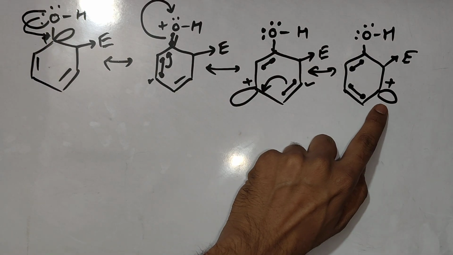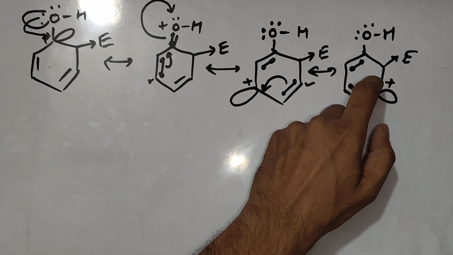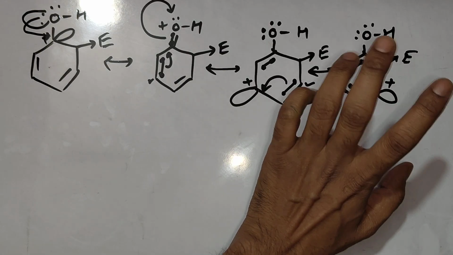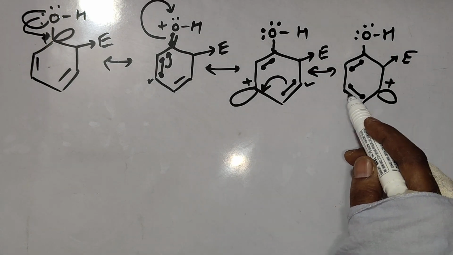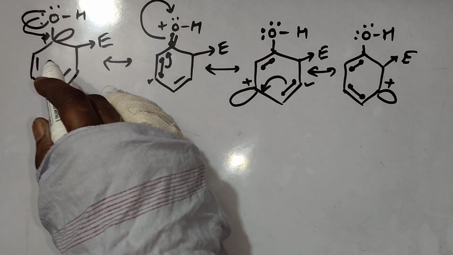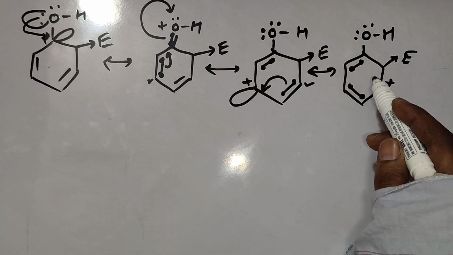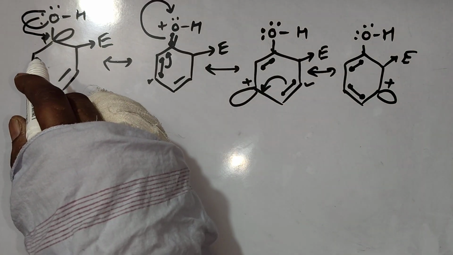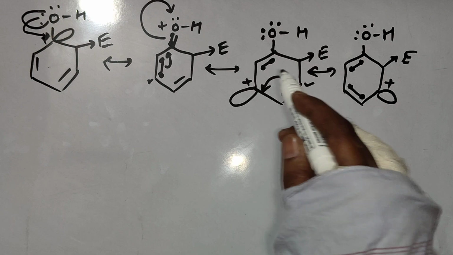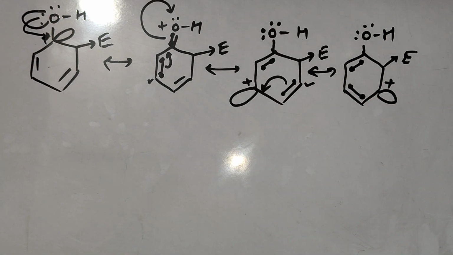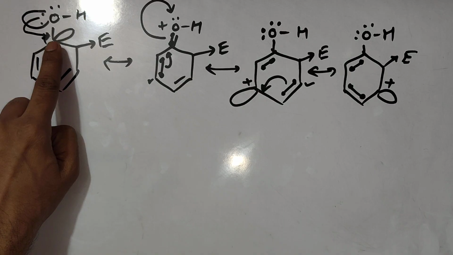Can we decrease this positive charge further? No, because pi electrons are not available. Further movement is not possible. The only way is to reverse it. In reverse direction you will go. So the process will be like this: in this direction, then back; in this direction, then back; in this direction and then back. The process will continue, due to which you can check the positive charge of this carbon is finished.